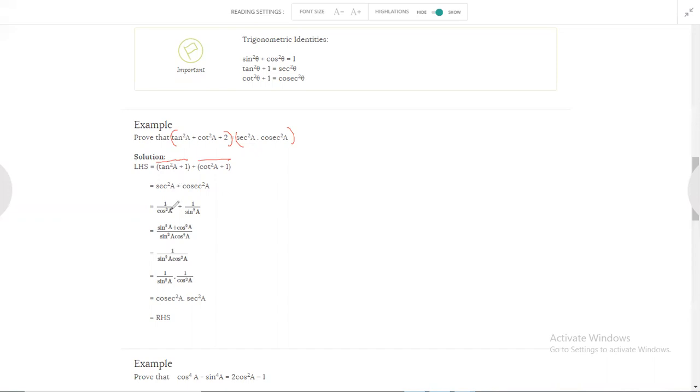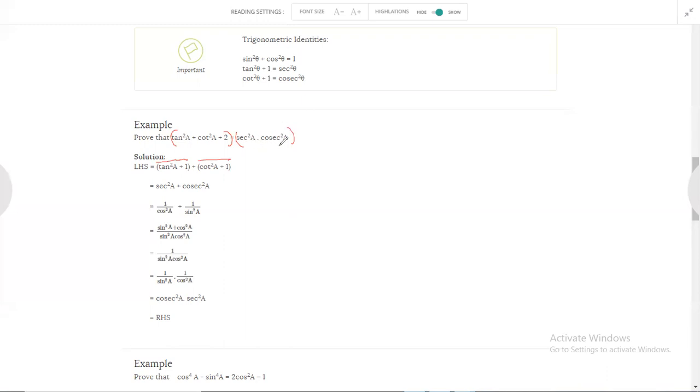Again, sec square A is 1 by cos square A plus cosec square A is 1 by sine square A. Take the LCM. So we will get sine square A plus cos square A whole divided by sine square A into cos square A. Again, the next identity, sine square A plus cos square A is 1. So 1 divided by sine square A into cos square A, which is 1 by sine square A into 1 by cos square A. That means cosec square A into sec square A. Now we got the RHS.